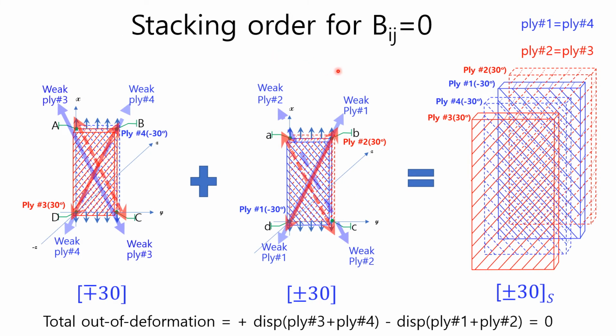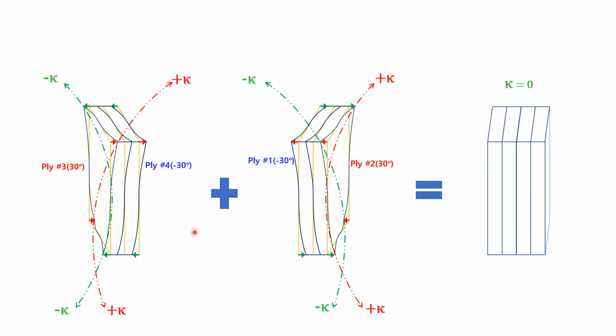We can get the same result for the other sequence order, so that we place ply 3 first, then ply 4, ply 1, and finally ply 2. Laminate code for this case is plus minus 30 symmetry. The same way as before, all the curvatures of first set cancel out the other corresponding curvatures of second set. As a result, this laminate can stay in a flat plane shape under the tension force.